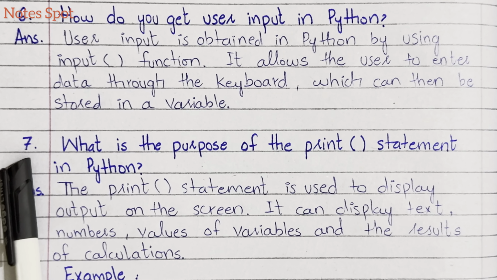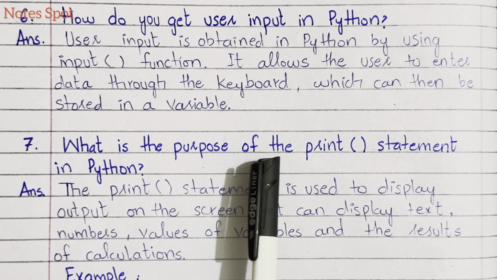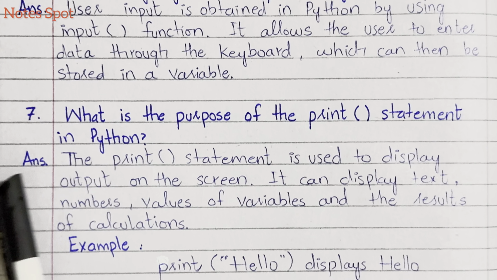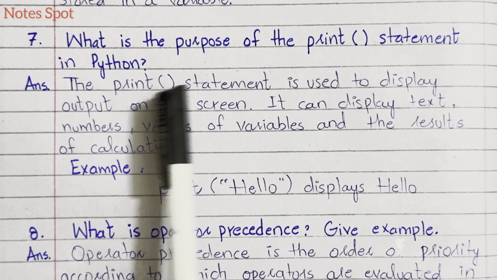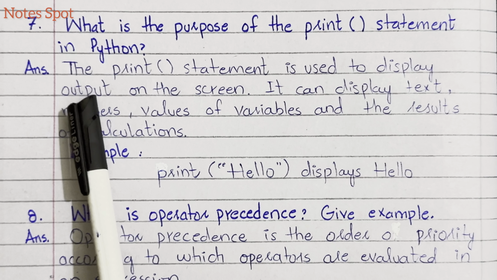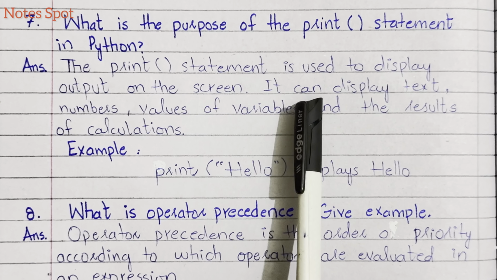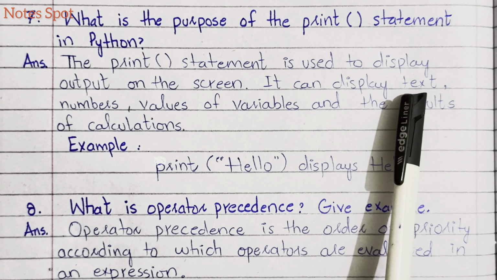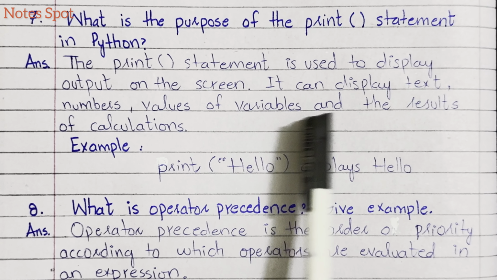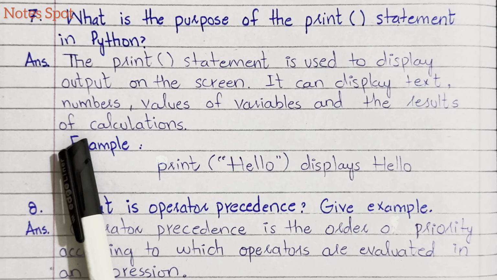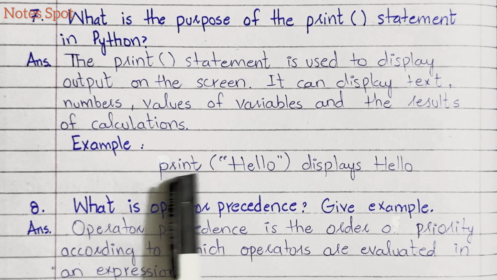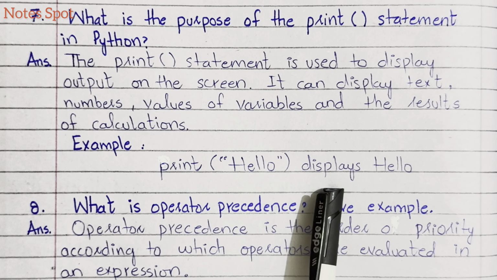Question number 7, what is the purpose of the print statement in Python? Answer: the print statement is used to display output on the screen. It can display text, numbers, values of variables and the results of calculations. Example: print hello displays hello.